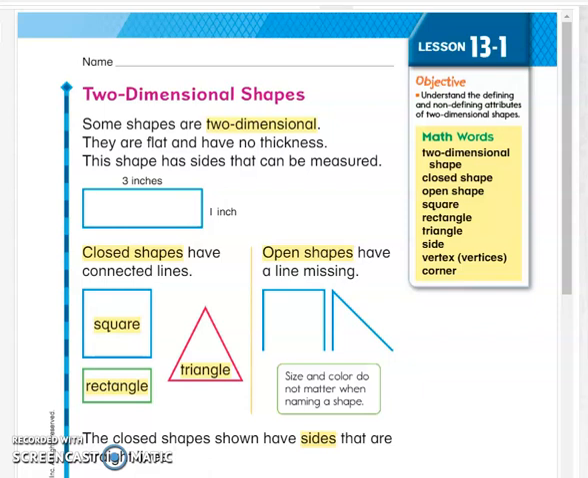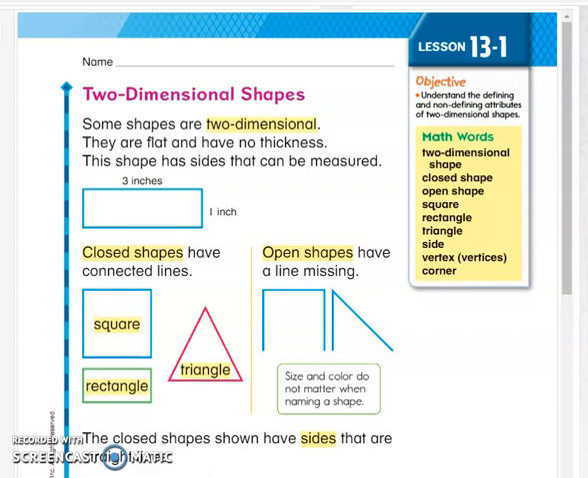Hi boys and girls, so today we are going to start a new chapter in our math books. We have finished up coins and now we are going to switch over to two-dimensional shapes, or 2D shapes. I'm really excited to start this chapter with you.